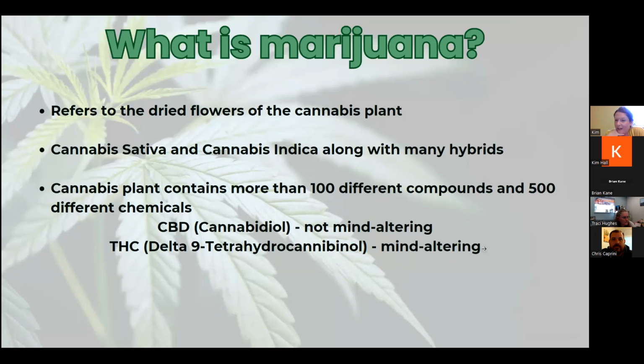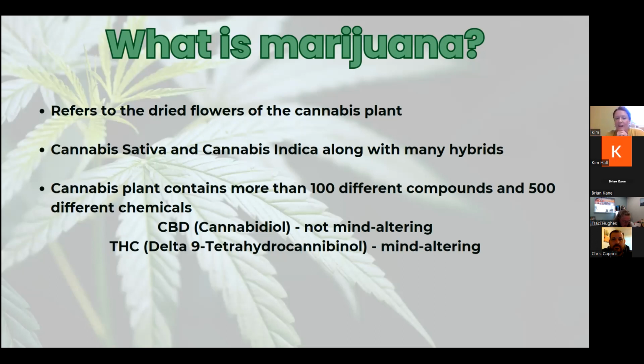It refers to the dried flowers of the cannabis plant, and there are two different, what we used to call strands of marijuana. But now they're using the term chemovars instead of strands, because there are different chemical varieties, right? So we know that cannabis sativa and cannabis indica are the two strands, or chemovars, that they refer to. But in addition to that, with everything else that has progressed, we also know that there are tons of different hybrids that have been created.